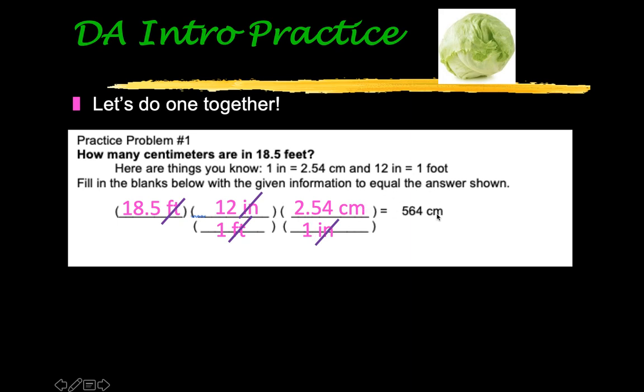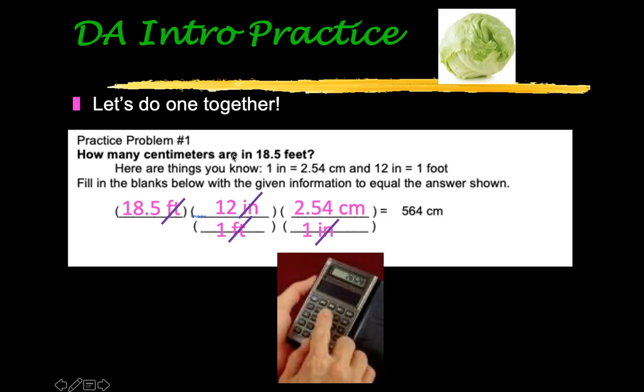So notice none of the numbers canceled. So now you would do your math like normal. Grab out your calculator. 18.5 times 12 times 2.54 divided by 1 divided by 1. Get your answer on your calculator. Now, yes, of course, you could skip the dividing by ones because that doesn't change your math.